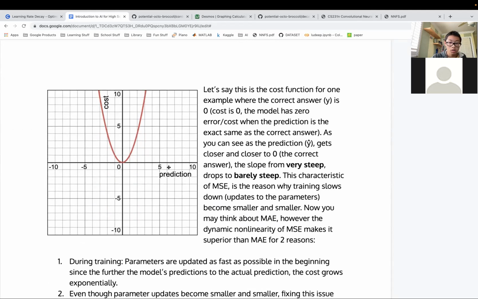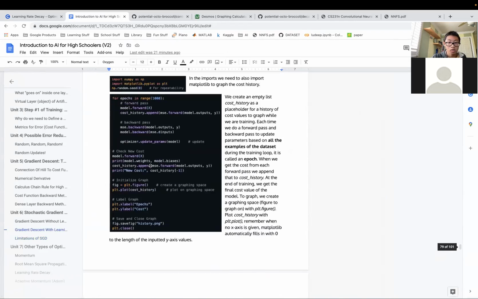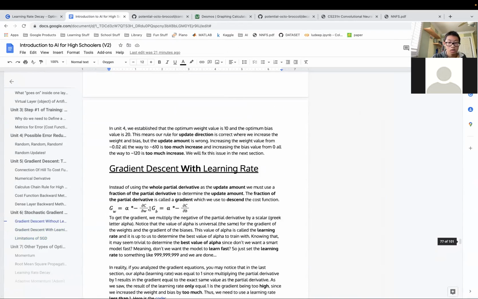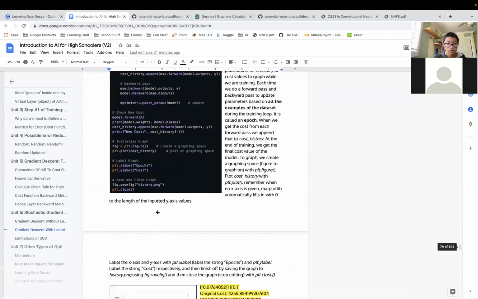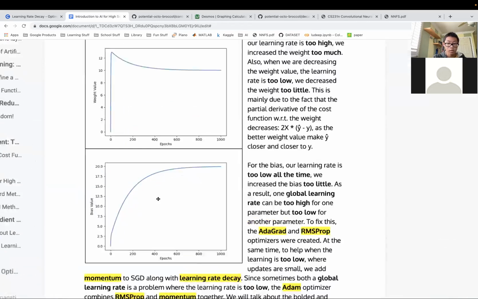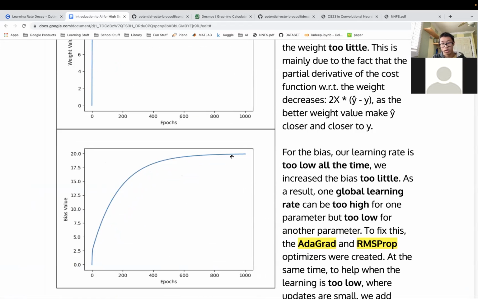If you remember the equation, this is how we update things, right? If the gradient, I mean the partial derivative, gets smaller and smaller, our update is going to get smaller and smaller. So that's what's happening over here. That's what's making the bias slow down its learning as time passes.